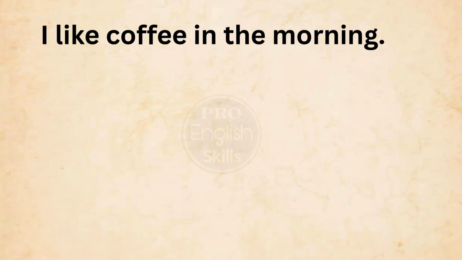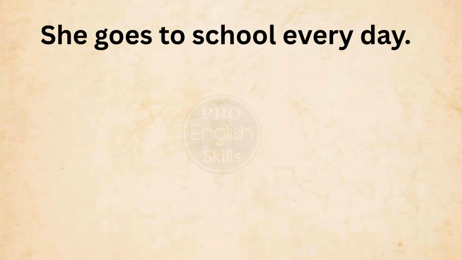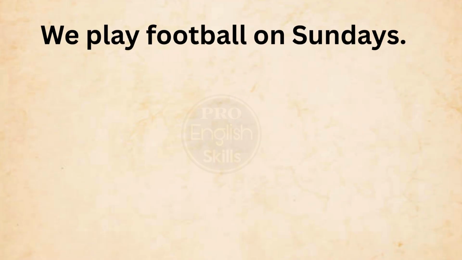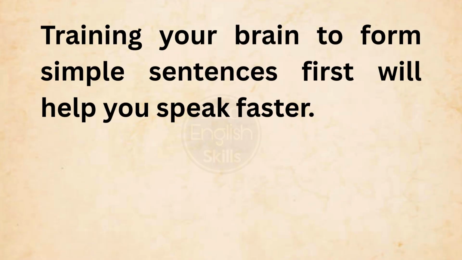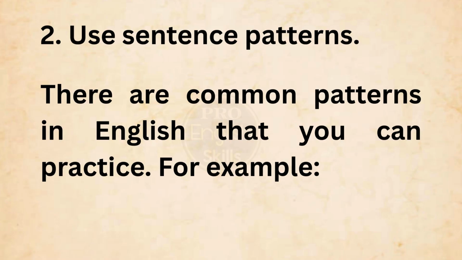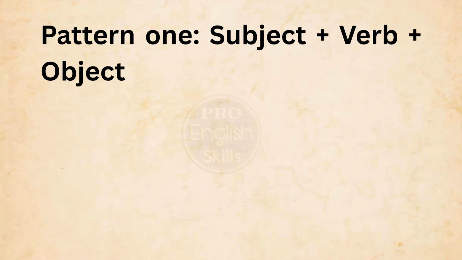I like coffee in the morning. She goes to school every day. We play football on Sundays. Training your brain to form simple sentences first will help you speak faster. 2. Use sentence patterns. There are common patterns in English that you can practice. For example, Pattern 1. Subject plus verb plus object.